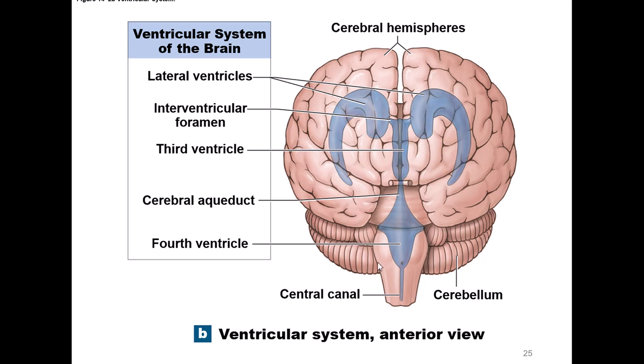Here's a view from the front where we get a chance to see the lateral ventricles in the hemispheres. And this is the third ventricle here. We can catch a little bit of the cerebral aqueduct, and then right in front of the brainstem, this would be the fourth ventricle.